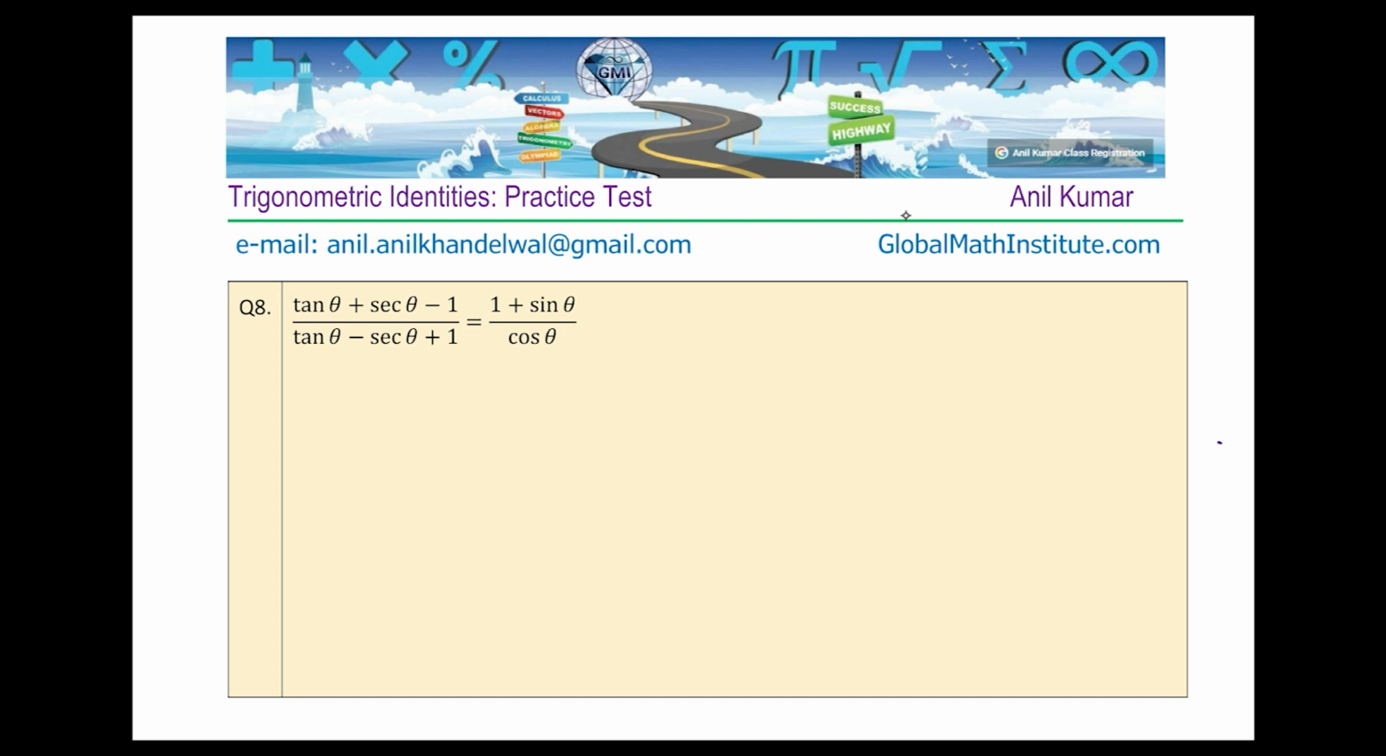Now, I will use a very special technique here to solve this. You remember that 1 plus tan²θ is equal to sec²θ, correct? Now, we can reorganize and write what 1 is equal to. So, 1 is sec²θ minus tan²θ.